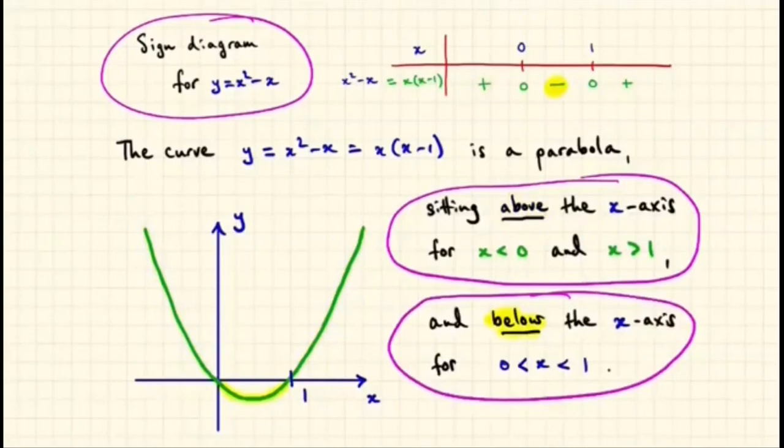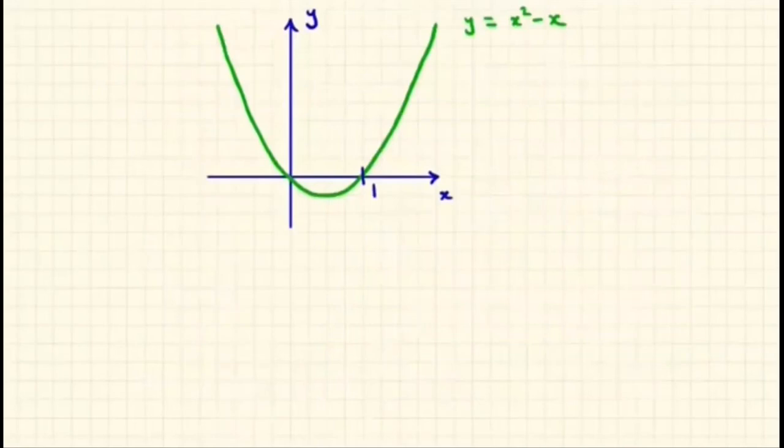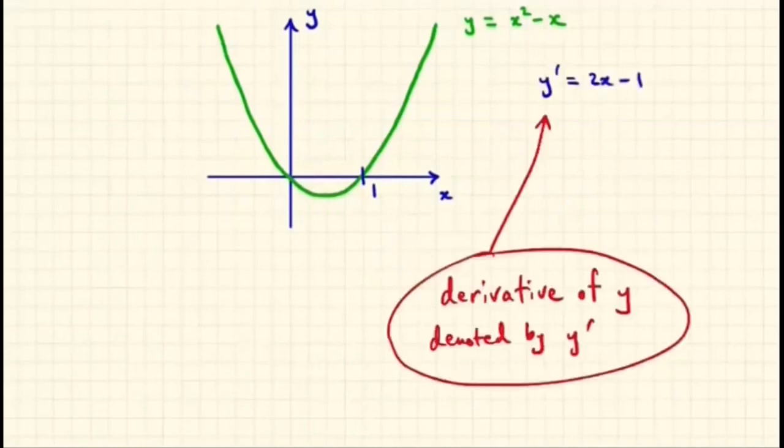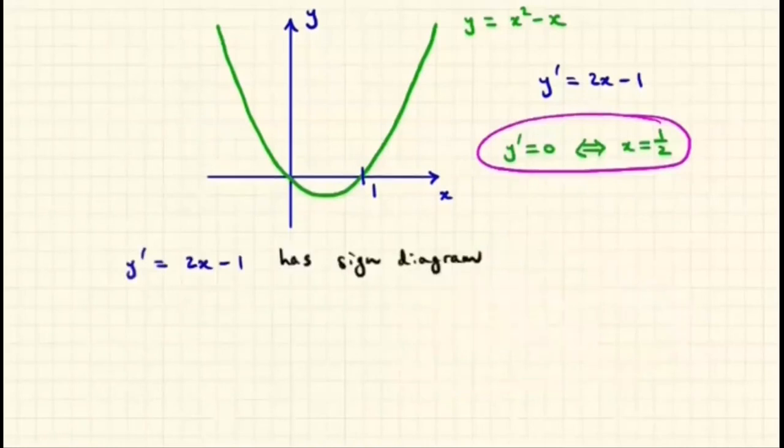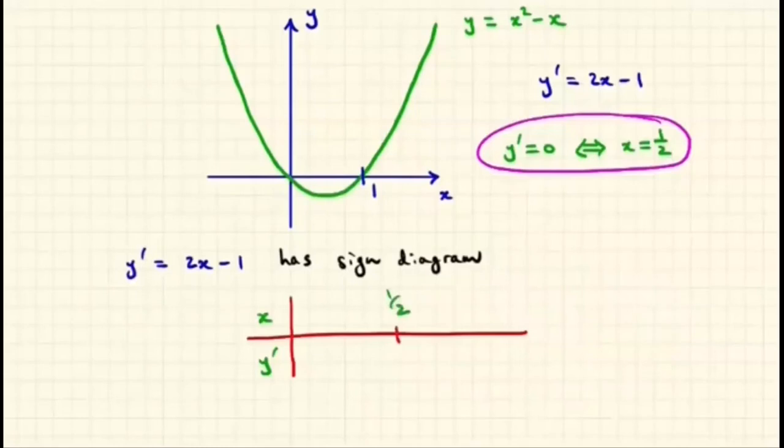The sign of the derivative gives us information about where a function might be increasing or decreasing. So let's investigate the derivative of y, which we will denote by y dash. In this case, the derivative is 2x minus 1. Observe that this derivative is 0 precisely when x equals half. So we can draw a sign diagram marking off the point x equals half. And we can put a 0 directly beneath. And then plus to the right, where 2x minus 1 will be positive, and minus to the left, where it will be negative.